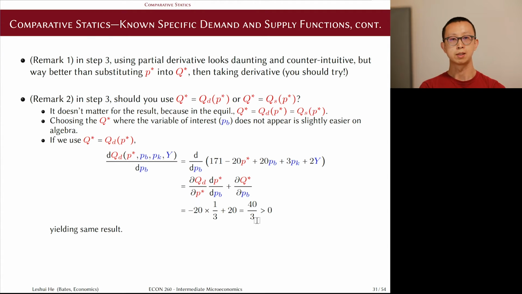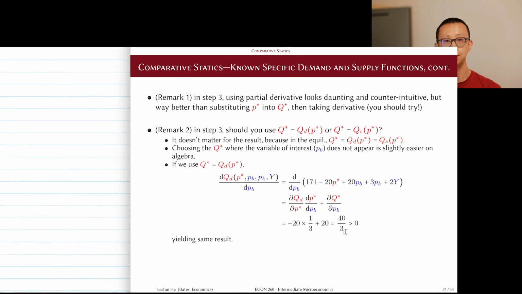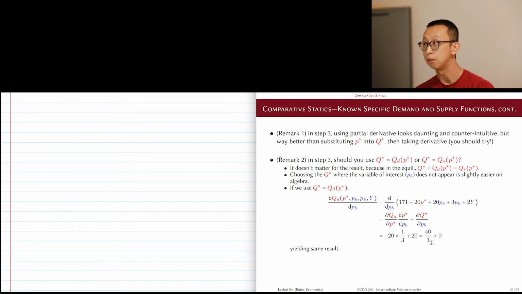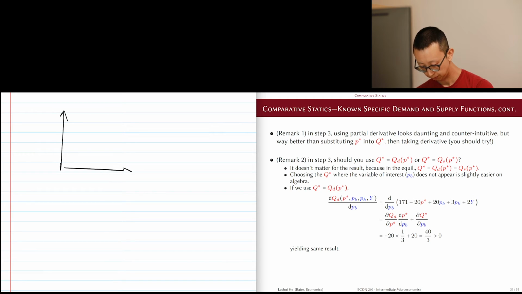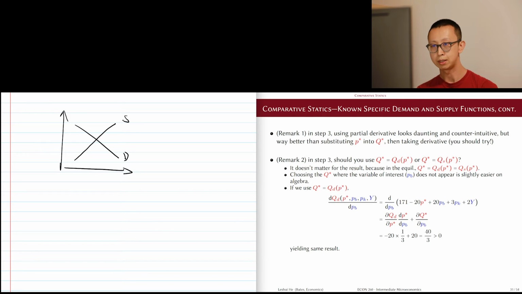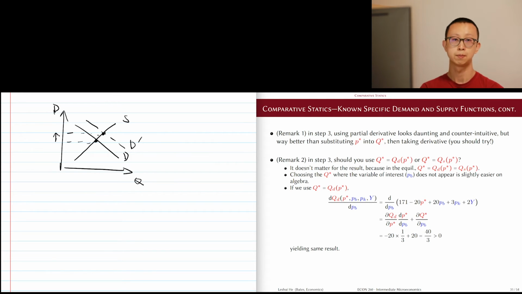So although this is a slightly longer route of getting the answer, I do think there are some lessons to be learned from it. So intuitively, how do we think about these two different routes? Here's the idea. If we look at a demand and supply curve, when the price of beef increases by 1 unit, our demand function shifts to the right. Now, if you look at the equilibrium price, it increased by 1/3 of a unit.